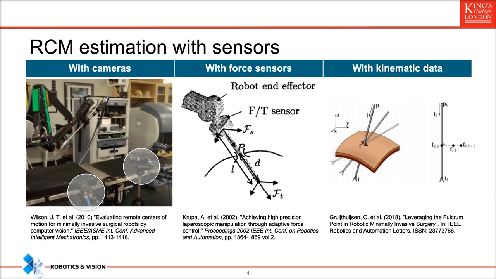The second picture shows an example of using force sensors to measure the forces at the instrument to trocar interface. This way, the RCM can be estimated using the correlation between the RCM to trocar distance and the forces exerted at the trocar. The larger the forces, the greater the misalignment. However, force sensors are expensive, noisy, and prone to drift.